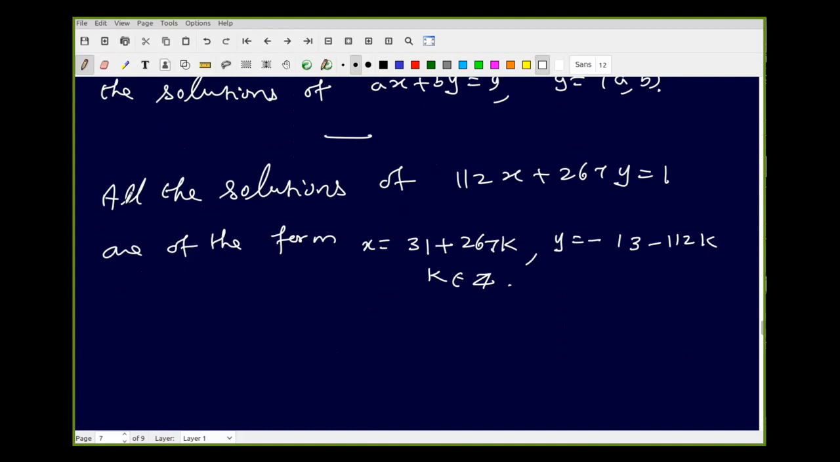Instead of writing, any solution of this equation is in this form for some k. Okay, that's all. This is the set of all solutions of the given equation 112x + 267y = 1.